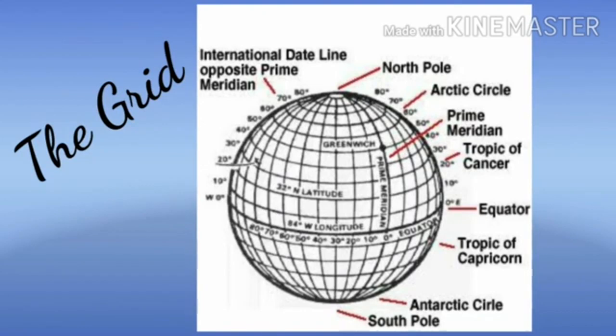Children, listen carefully. A globe is a model of the earth. Latitudes are imaginary lines that run parallel to the equator. Longitudes are semicircles that join the North Pole to the South Pole. The latitudes and longitudes cross each other to form a grid. It means a network of latitudes and longitudes is called a grid.